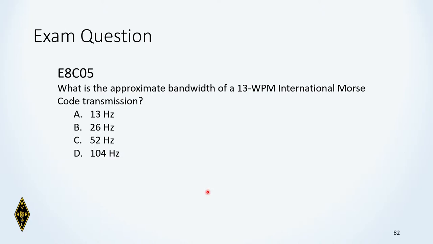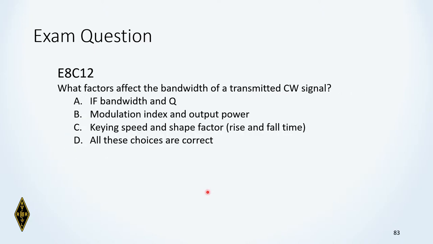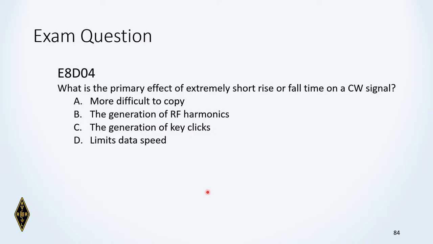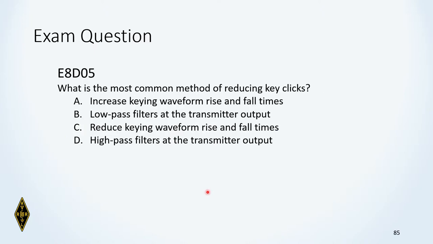All right, some questions. Approximate bandwidth of a 13 word per minute Morse code transmission. And what's your sign? Charlie. Charlie, yep. What factors affect the bandwidth of a transmitted CW signal? C. Charlie. Yep. What is the primary effect of an extremely short rise or fall time on CW? Charlie. Yeah, that's our key click. Friend, not really a friend, that's our enemy. What is the most common method of reducing key clicks? And this is the one that's easy to get backwards. A, alpha. It is A, alpha.